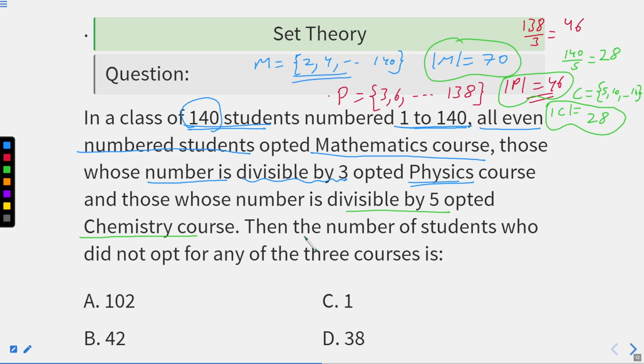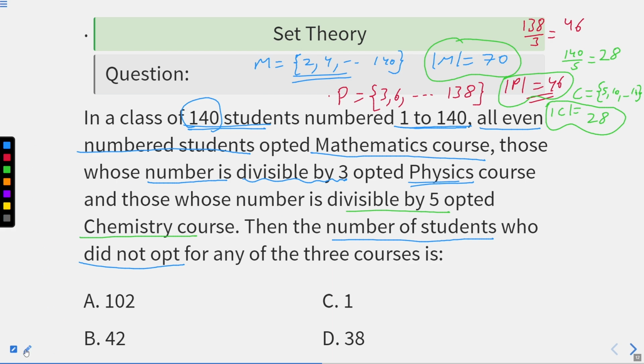No doubt, I think, from till this point. Okay. Now what the question says: the number of students who didn't opt for any of the courses. That means we have to find out the number of students who didn't opt for any of the 3 courses, that those are mathematics, physics and chemistry. Okay, so let's find out.